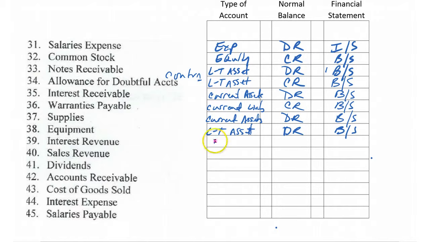Interest revenue is a revenue account. All revenue accounts have credit balances, and it goes on the income statement. Sales revenue is a revenue account. All revenue accounts have credit balances, and it goes on the income statement.